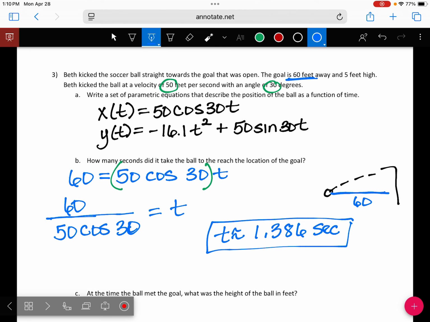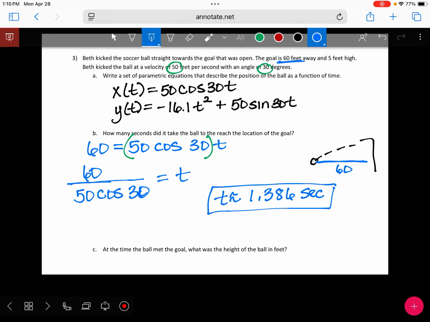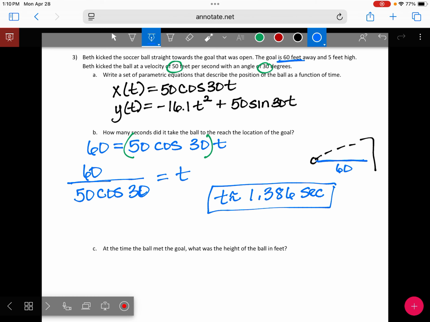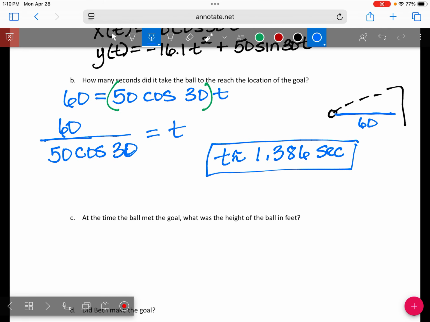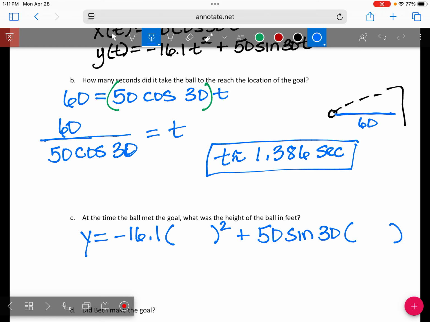Who had that? So now we need to know at the time that it meets the goal, what's the height? So I need to know at 1.386 seconds, how high is the ball? How do I find that? Substitute that answer into what? Into y. Let's do it. So y equals negative 16.1 t squared plus 50 sine 30 t. So I'm going to put that 1.386 here, and I'm going to put it here.